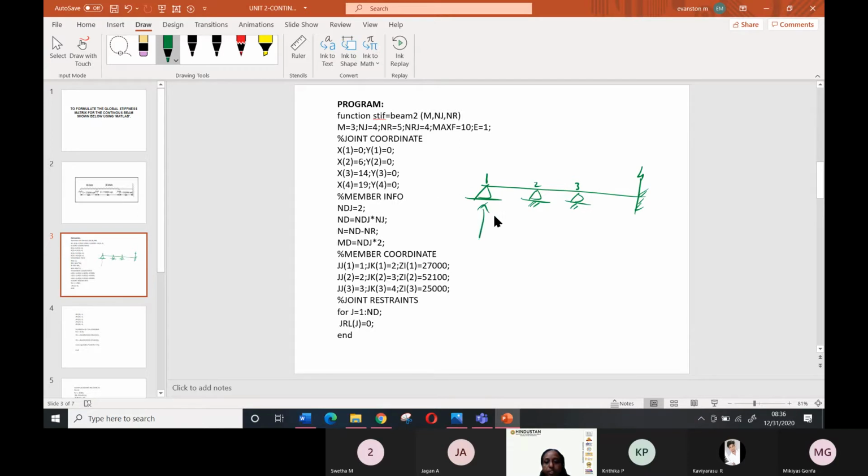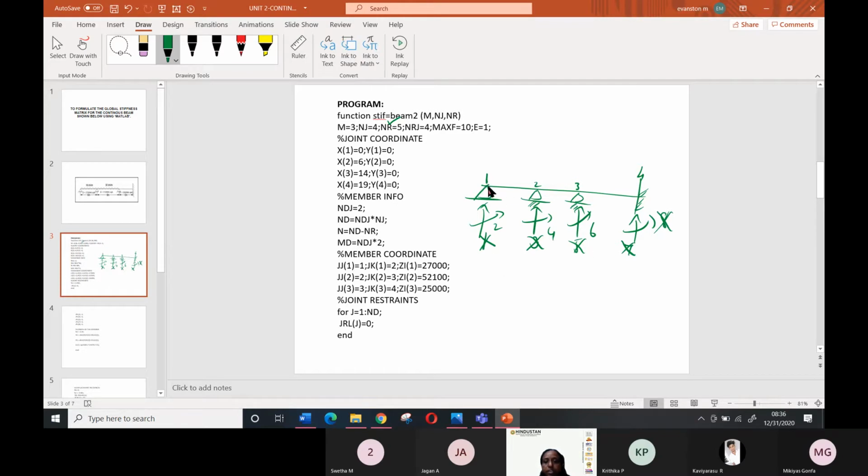Number of restraints means, when you start numbering, this is the way we have done in the class: 1, 2, 3, 4, 5, 6, 7, 8. Number it the same way, then it will be easy for you. 1 is restrained, 3 is restrained because vertical movement is restrained, 5 is restrained, 7 is restrained, 8 is restrained. So the number of restraints, NR, is 5.